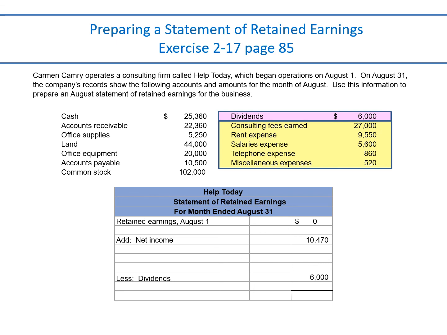And then we get to our ending retained earnings balance. So you have 0 plus 10,470 minus 6,000 for an ending retained earnings balance of $4,470. And then that ending retained earnings balance ultimately goes to the balance sheet. Okay?